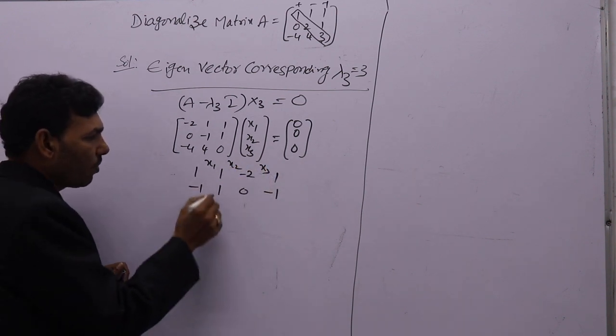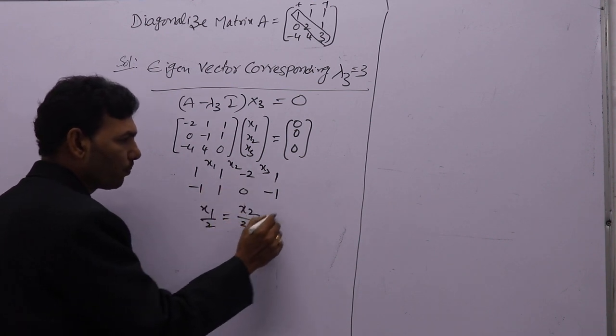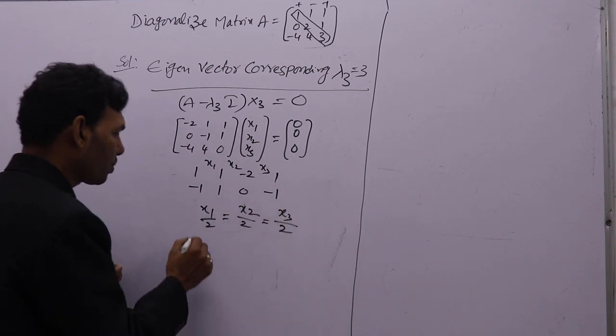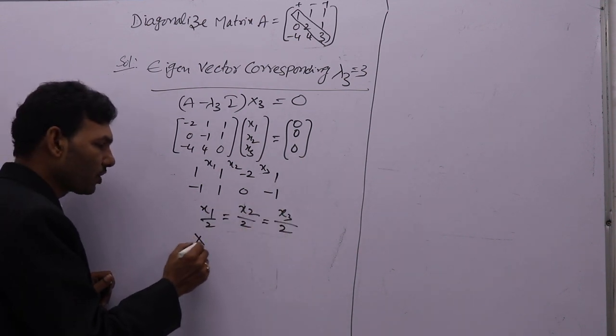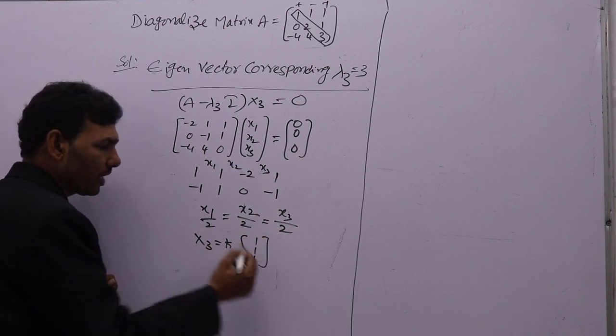x1 by 1 plus 1, 2; x2 by 0 plus 2; x3 by 2 minus 0, 2. So all the 2's we can cancel with 2. So the third eigenvector will be three ones.